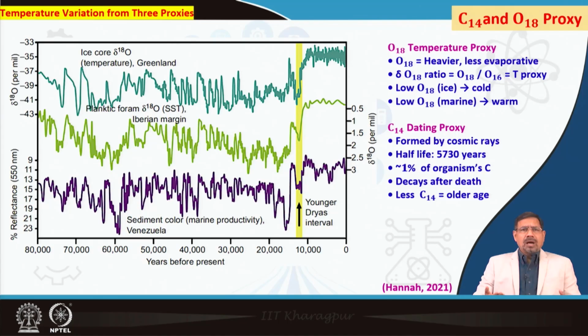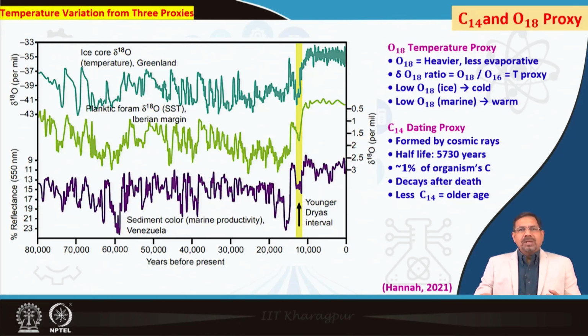In this curve here, we have plotted 3 curves. So, on the x axis this indicates the temperature variation which has been plotted from 3 proxies. So, proxy number 1, the blue color: you can see on the y axis the O18 isotope proxies have been plotted. Everywhere on the x axis it is 80,000 years before present to present. So, if you move from right to left, that means we are going backward from present to past 80,000 years.